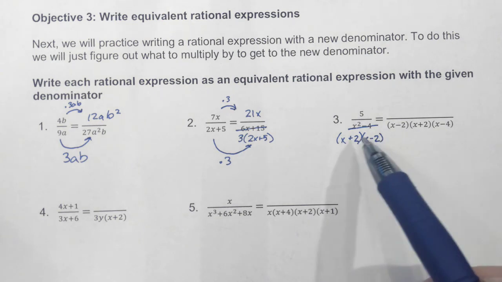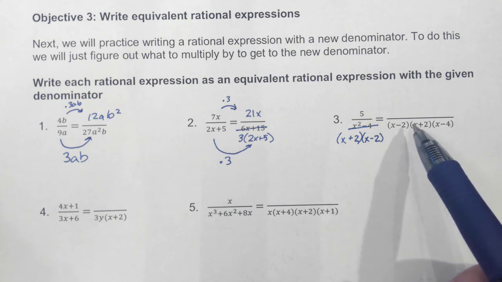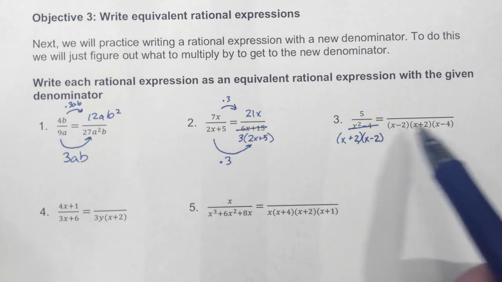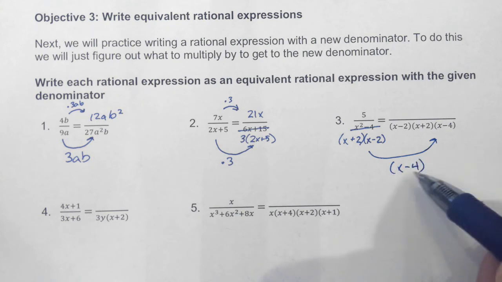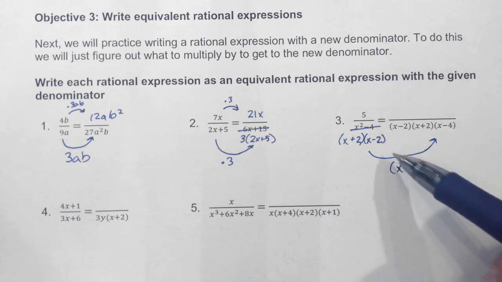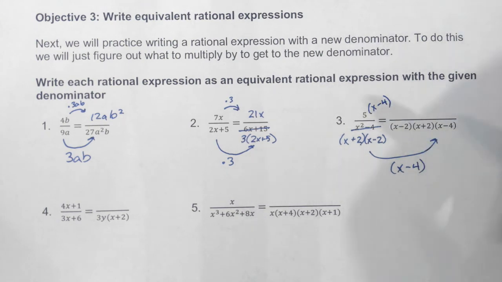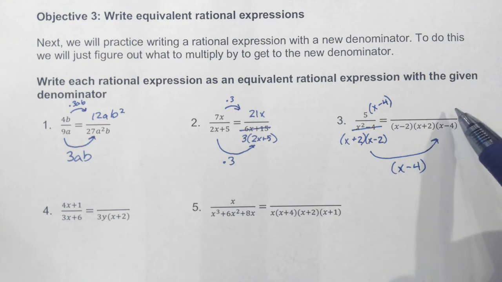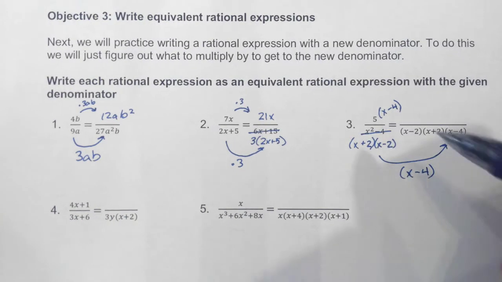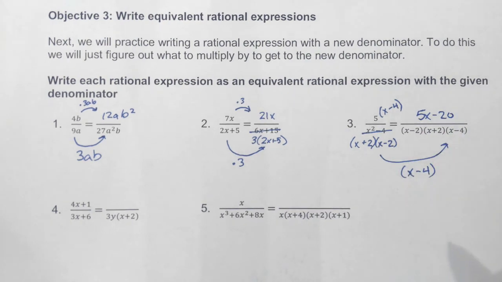And look, from previous denominator to new denominator, what is new? I've got the x plus 2 already. I've got the x minus 2 already. The only thing that's new from here to there is they multiplied by an x minus 4. So if they multiplied the bottom by x minus 4, we have to multiply the top by x minus 4. So you could probably just leave it as 5 times x minus 4, or if you wanted, you could distribute and write 5x minus 20. Either of them would be fine.